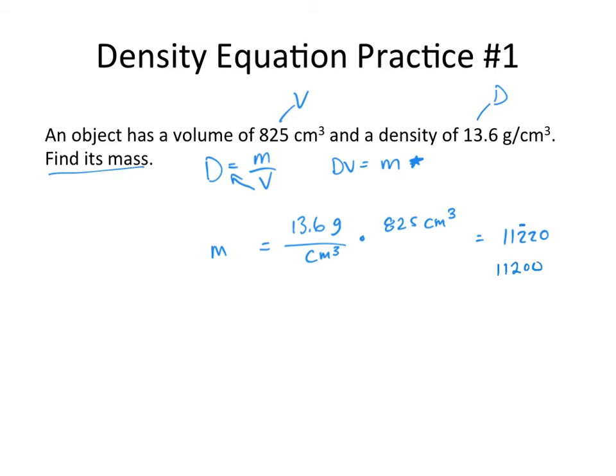And then we do a unit evaluation. Centimeters cubed canceled. We end up with grams on the bottom. So this is going to be the mass associated with this particular object.